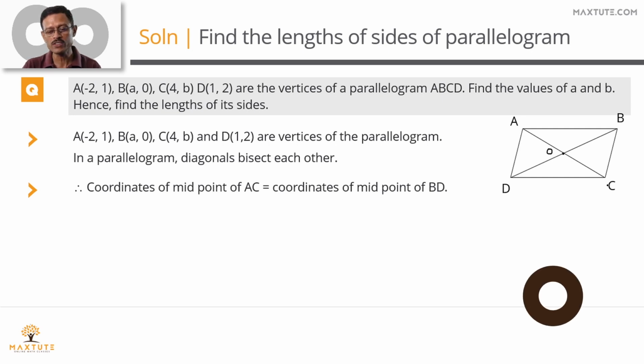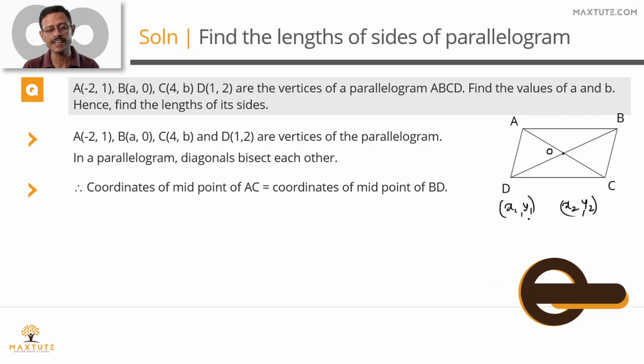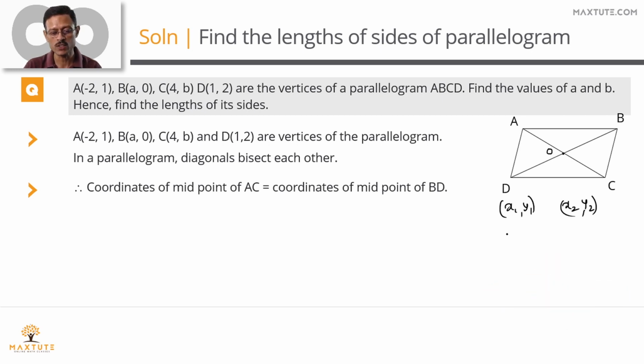If you know the endpoints of the line segment AC, let's say the endpoint coordinates are (x1, y1) and (x2, y2), then the coordinates of the midpoint of a line segment are ((x1 plus x2) by 2, (y1 plus y2) by 2). We're going to apply this for both AC and for BD.